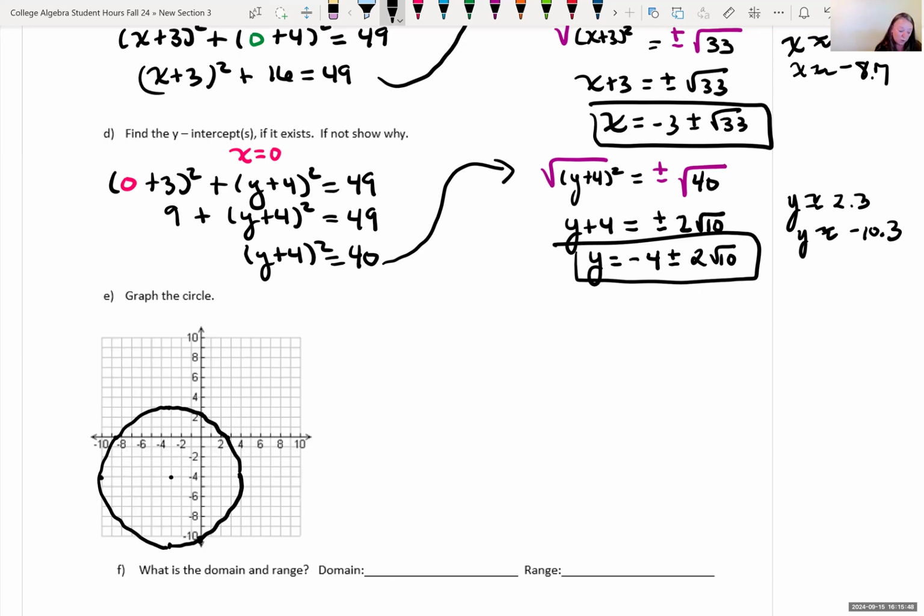What is the domain and range? The domain are all the x values I'm hitting on the graph. All the x values I'm hitting on the graph include -10 and go to +4. All the y values, the range, all the y values I'm hitting on that graph, the smallest y value I'm hitting is -11. And I'm going up to the max y value I'm hitting, which is +3.